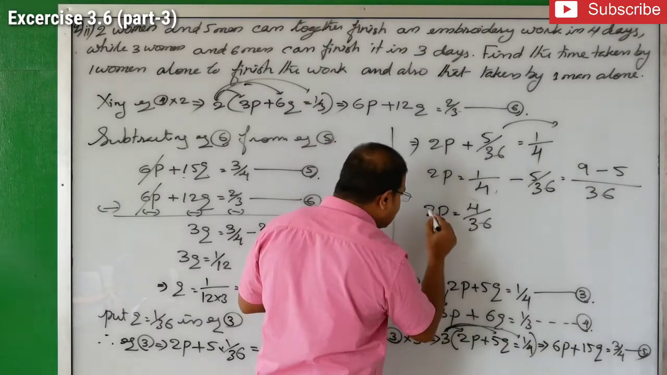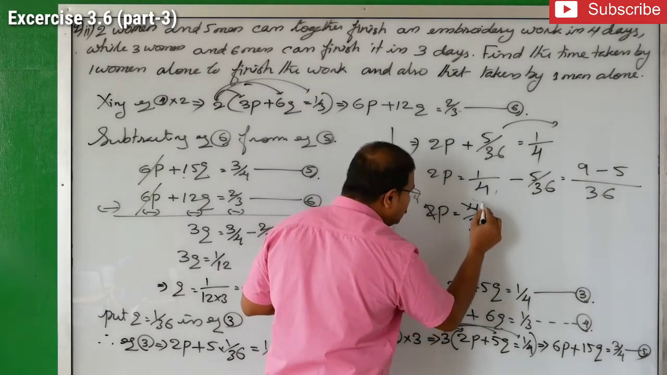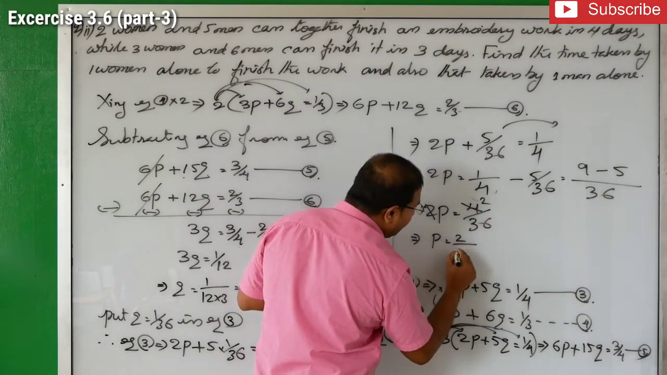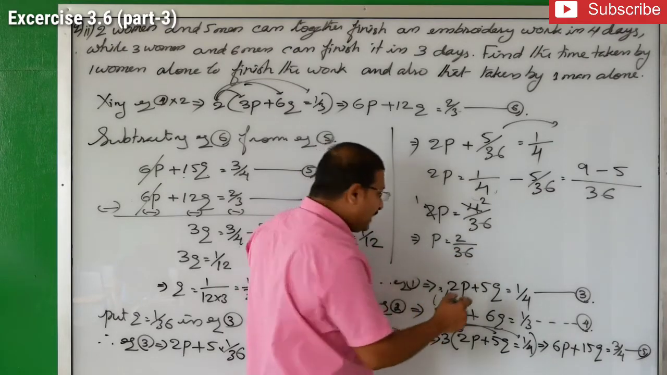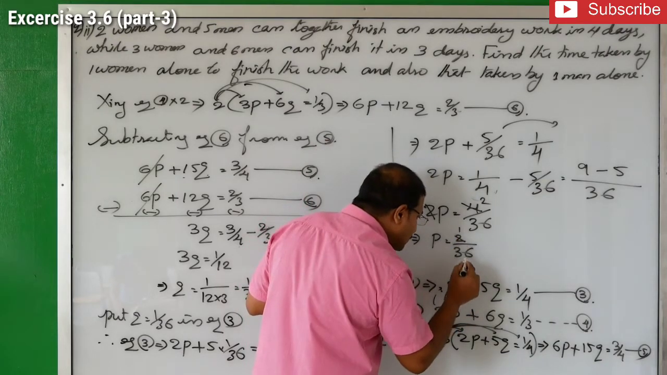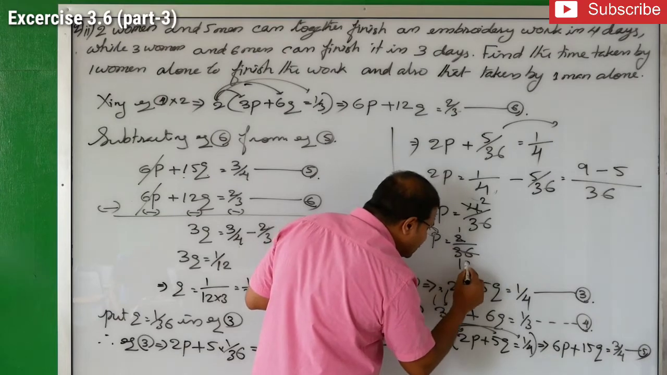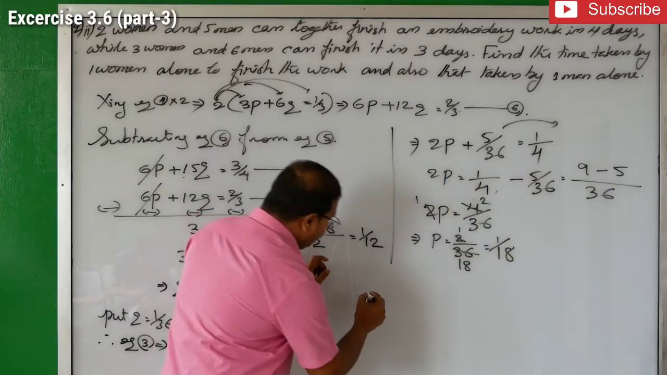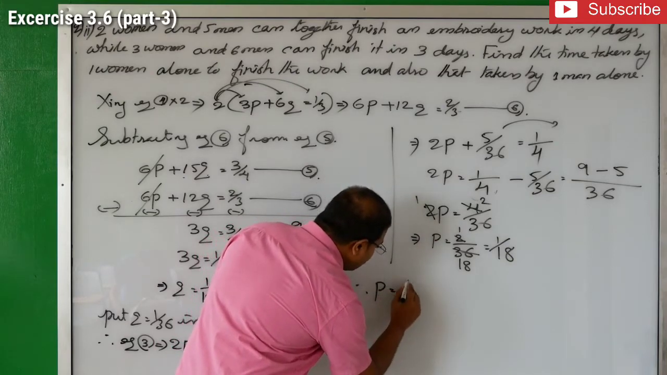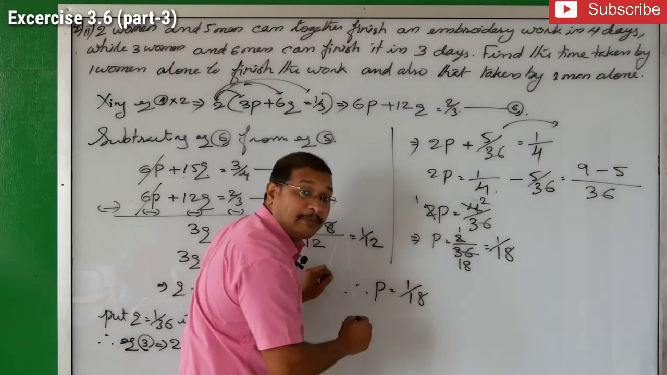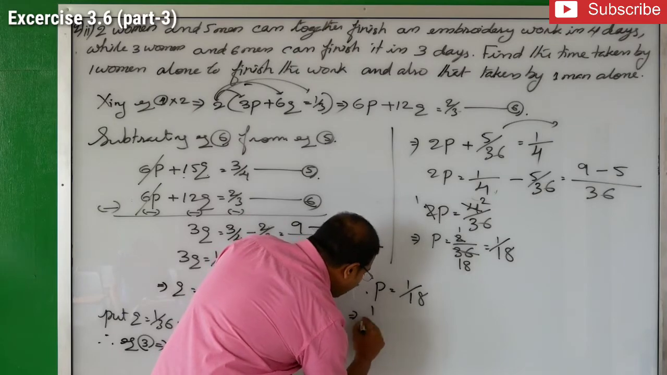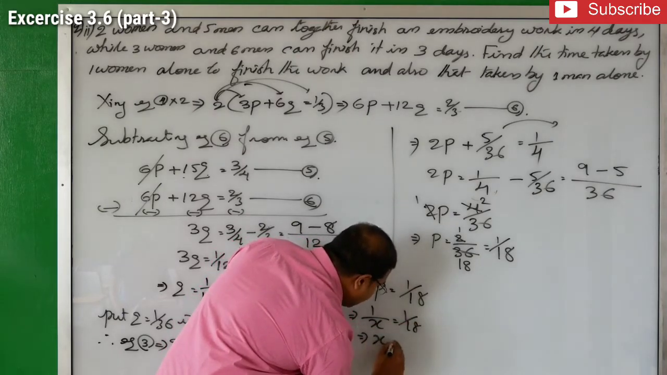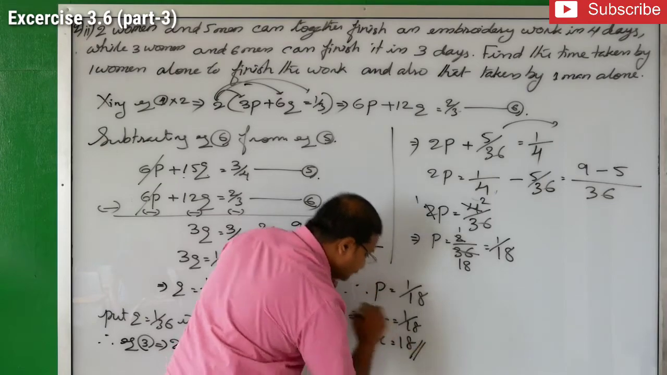On both sides we can cancel 2. 2 1s are 2, 2 2s are 4. So this implies p equals 2 by 36. But we can cancel by 2. 2 1s are 2. 2 18s are 36. That means p equals 1 by 18. Therefore, p equals 1 by 18, which means 1 by x equals 1 by 18. That implies x equals 18.